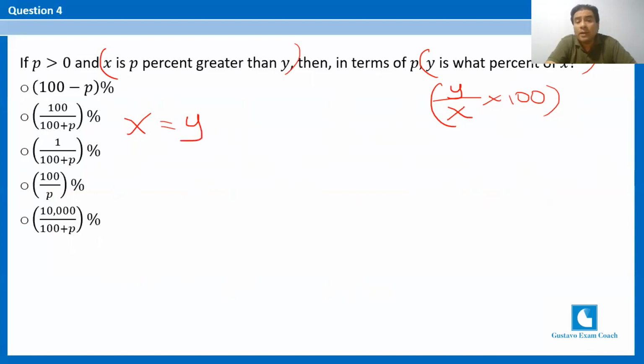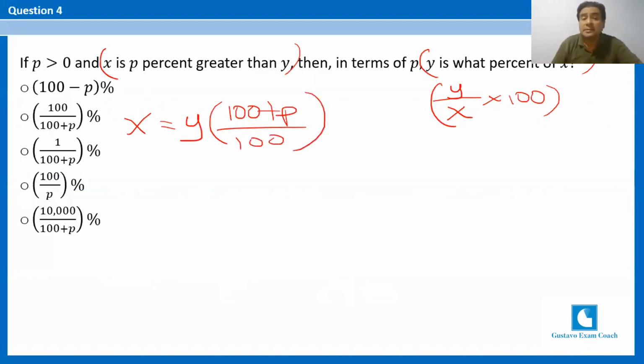So it's like y increased by p%. So 100 plus p over 100 is an increase factor for y, and that will be the value of x. So from here, we can isolate x over y. x over y would be 100 plus p over 100.